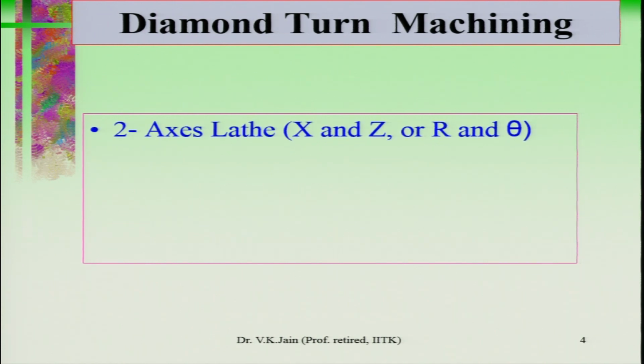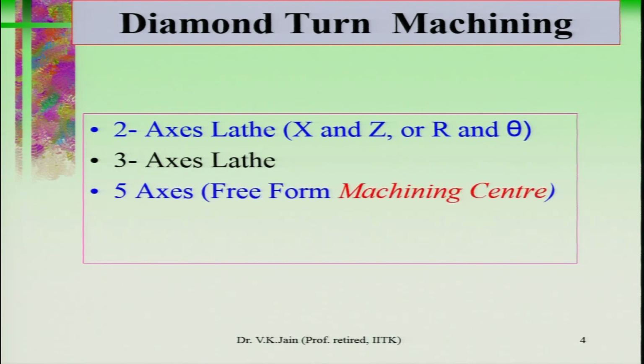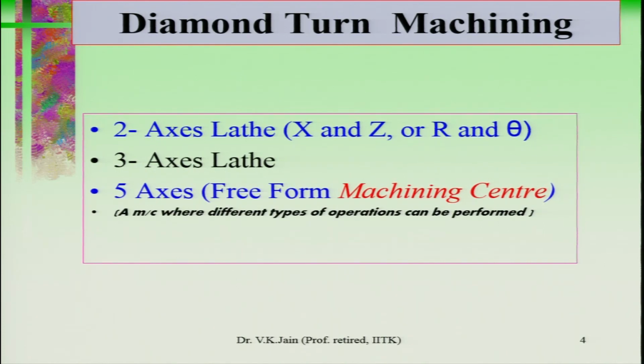Diamond turn machining, you can have different types of machines, like a 2-axis lathe machine which has X and Z axis or R and theta axis. You can have a 3-axis lathe machine. You can also have 5-axis machines, which are normally called machining centers. The specialty of these machines is that different kinds of operations can be performed on them without really changing the fixtures.